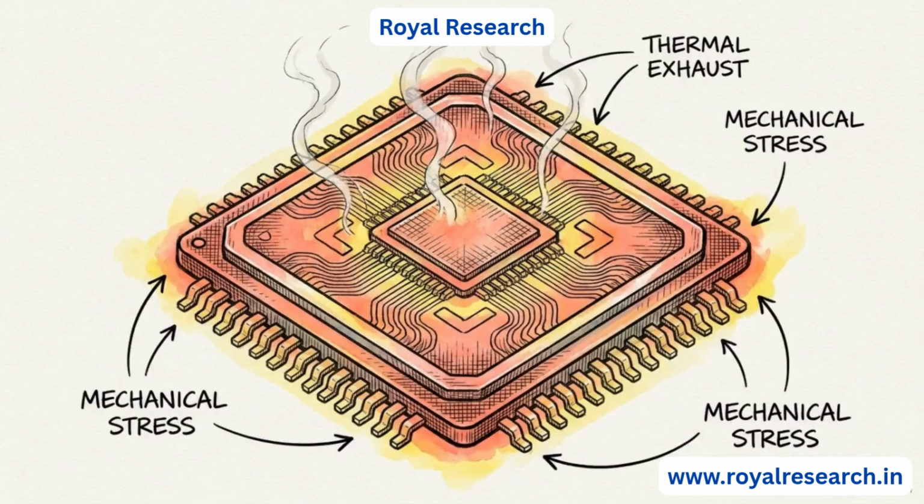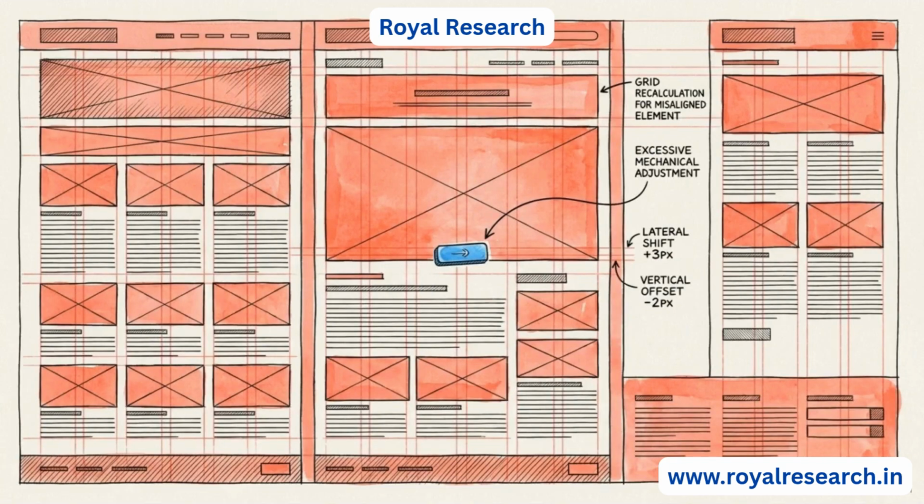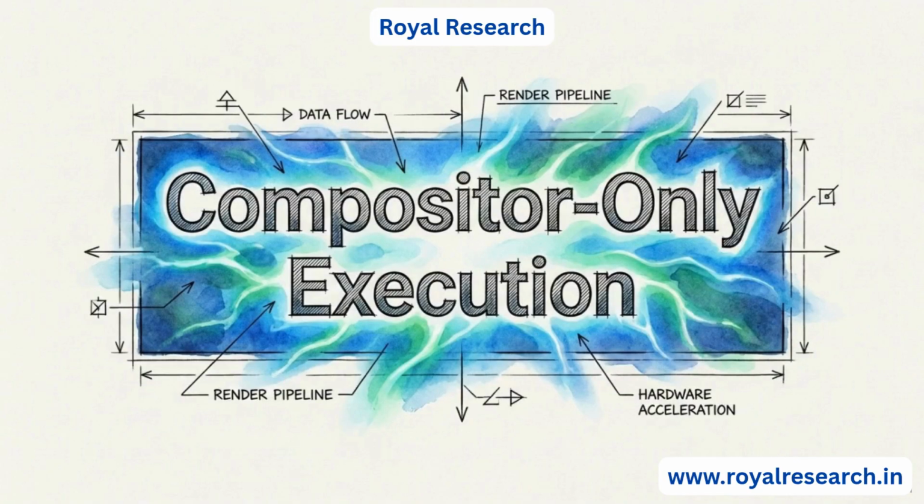This workload consumes the main thread and maxes out the CPU. On mobile hardware, the processor often fails to complete the math before the next frame is due, resulting in stuttering. Animating layout properties is the equivalent of rebuilding an entire structural grid just to move a single component. Efficient motion relies on compositor-only properties, specifically transform and opacity.